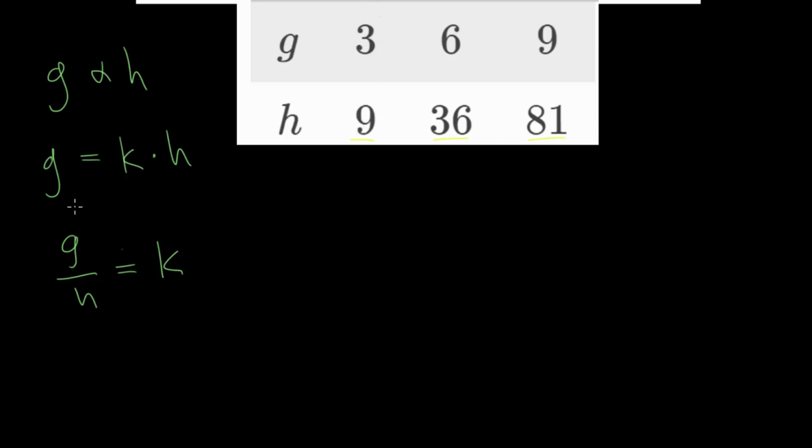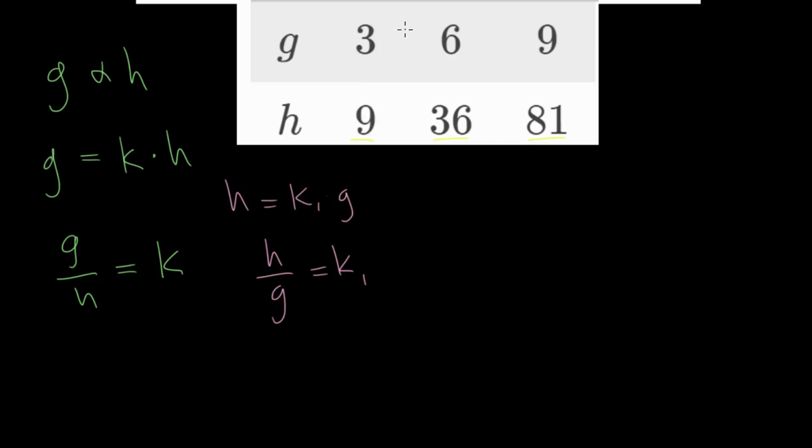We can flip this if we want. It doesn't have to be this way. We can also say that h is proportional to g, where h is, let's say, equal to k1 multiplied by g, or h over g is k1. So it doesn't matter which way you look at this ratio, as long as it's equal to the same number every time, and we're consistent with which one we put in the numerator and denominator, then we know if they're proportional or not. And the reason I write it like this is so that we can get whole numbers.